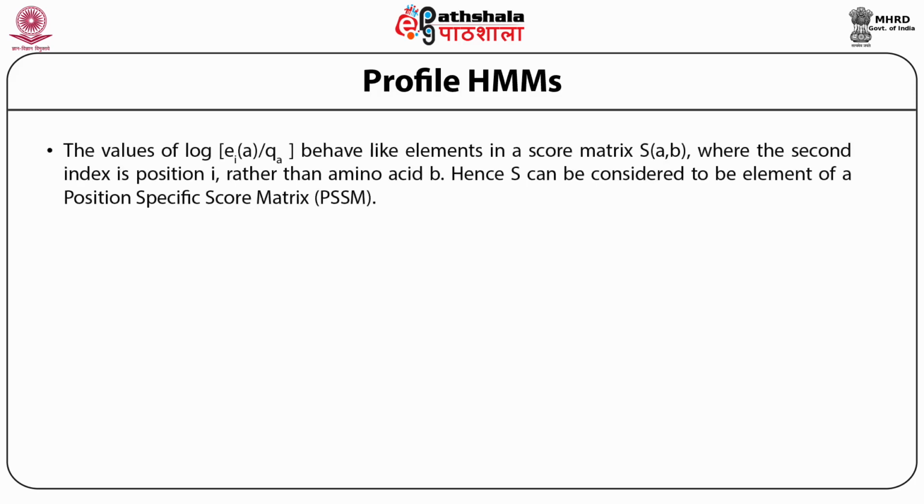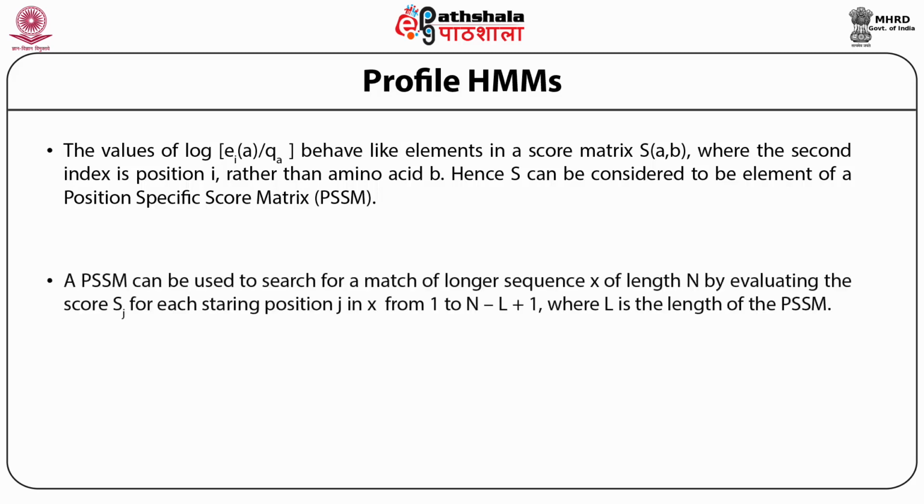Now these values, the log of e_i(a) over q_a, are nothing but the PSWM, right? So I can call it a score matrix S(a, i), where the second index is the position rather than the amino acid. These we call the position specific scoring matrix. Now a PSSM can be used to search for a longer sequence X in a database. Again, it functions exactly as weight matrices operate. Everything is there, but it is still not handling gaps.